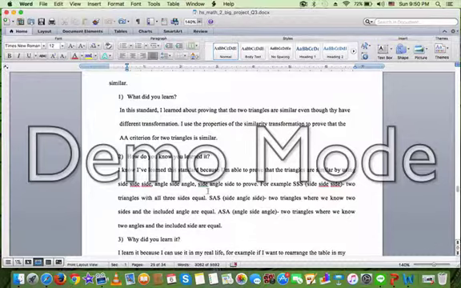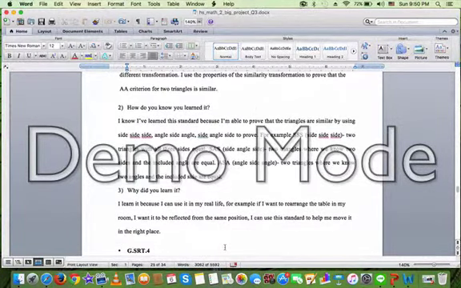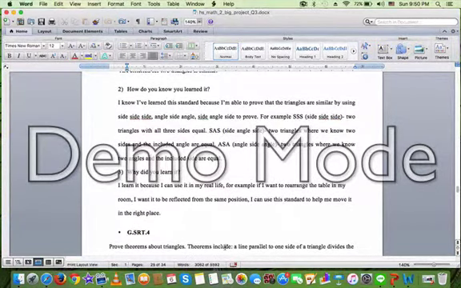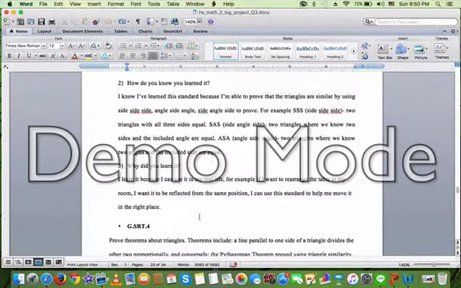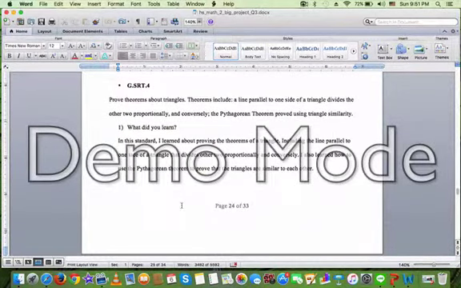The next one is about proving that two triangles are similar even though they have different transformations. So for example, prove that the triangles are similar by the correct postulate, for example angle side angle or side angle side. So we can use it, for example, if I want to move the table in my room to be reflected to the same position, I can use this skill to help.